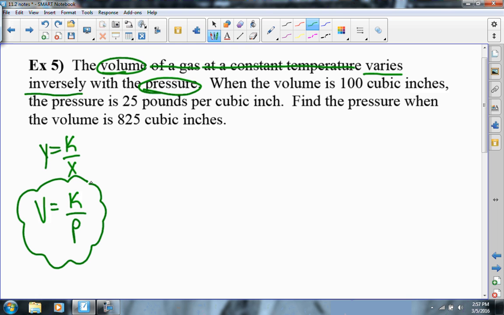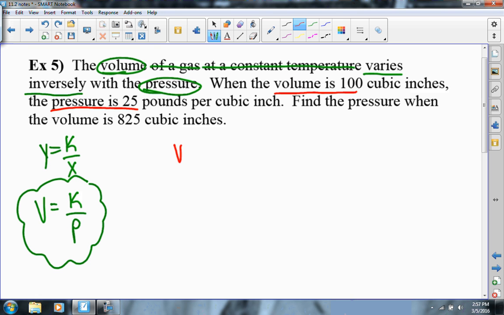So that first sentence should tell you if you're using the direct or the inverse variation equation, and then you can substitute in the variables for the problem. Okay, now the next sentence says when the volume is 100 cubic inches, the pressure is 25 pounds per cubic inch. So that's telling me the values I'm going to substitute in for V and P.